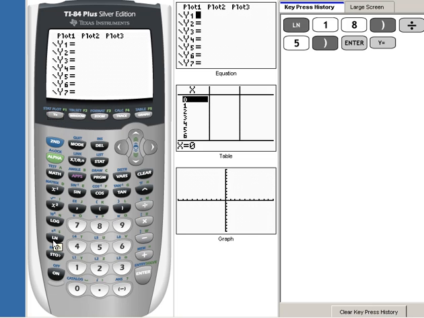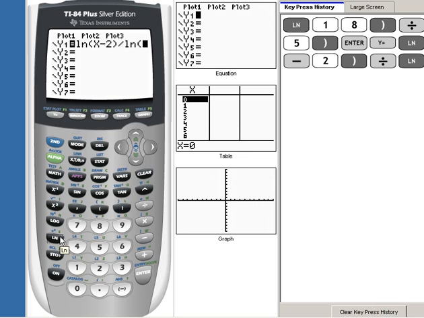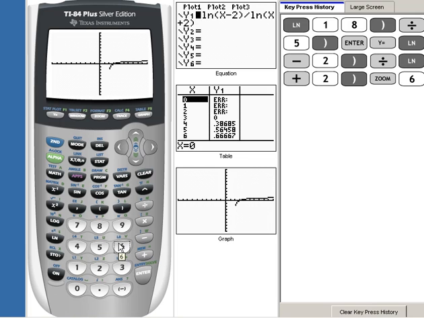So I'm going to type in the natural log of x minus 2, and then close the parentheses, divided by the natural log of x plus 2, and close the parentheses. And now let's just do a nice zoom 6, and here's what our graph would look like. And now we could choose the correct graph.